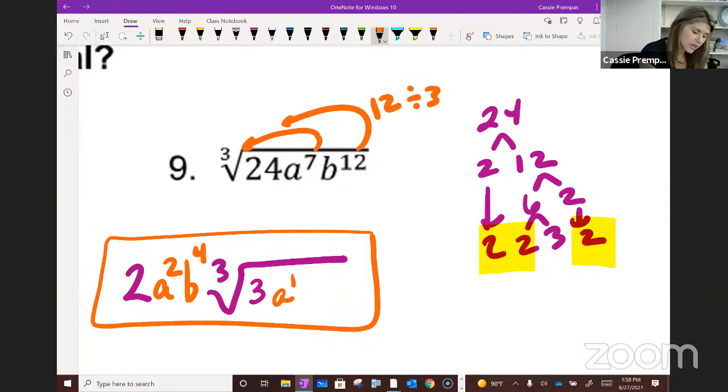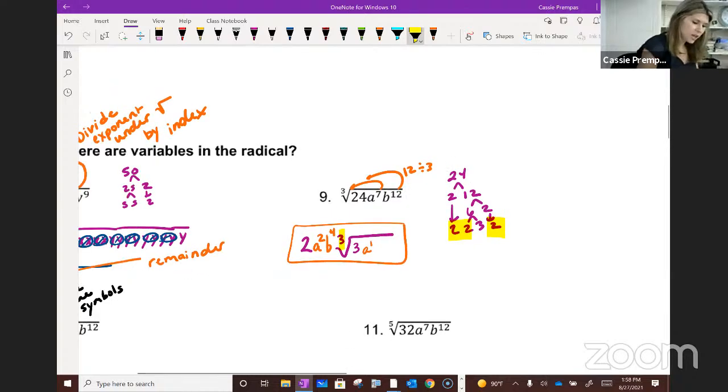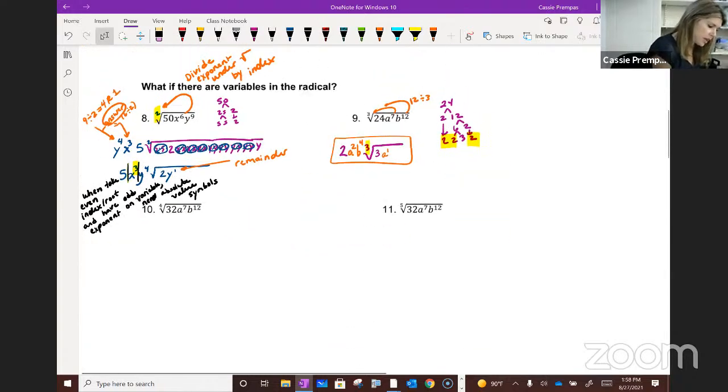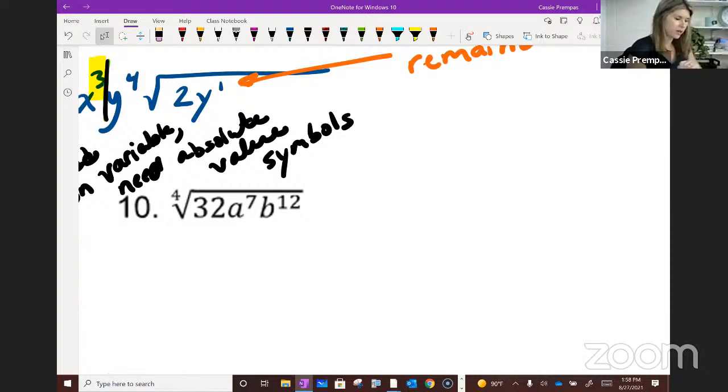Then I want to check, is this an odd index or is it an even index? Odd. So do I need to do anything with absolute value? Nothing. All right, on to number 10. Number 10, the 4th root of 32a to the 7th b to the 12th.